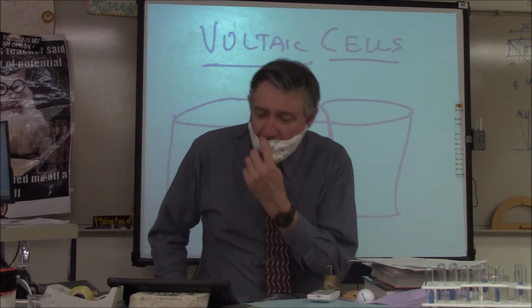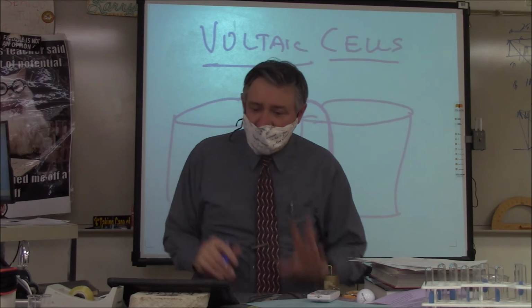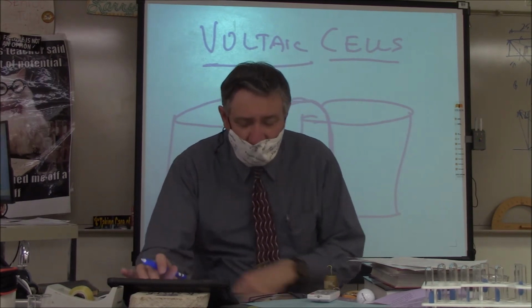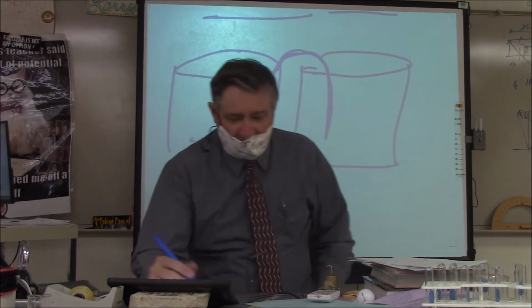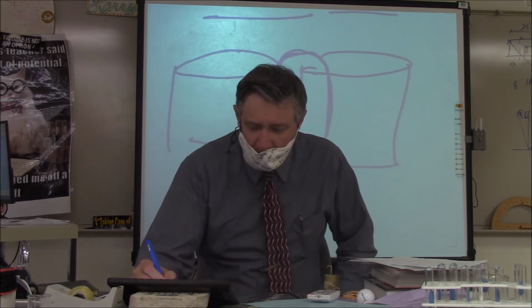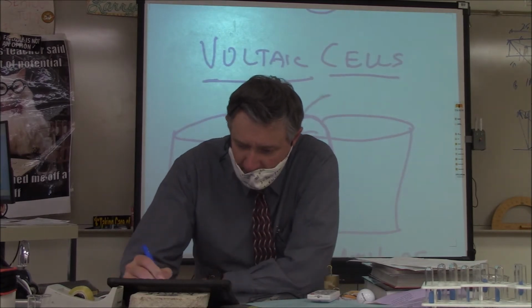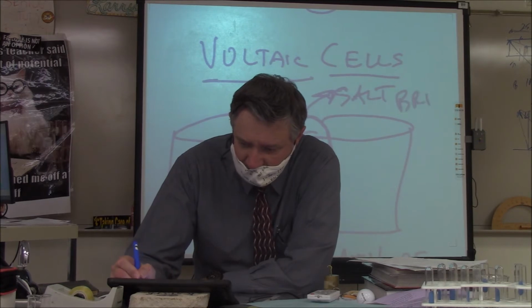All right, so we're going to go to the back. And here's what we're going to have set up. When you look at voltaic cells, you have two different things. You have an anode, you have a cathode, and you have a salt bridge. Okay?